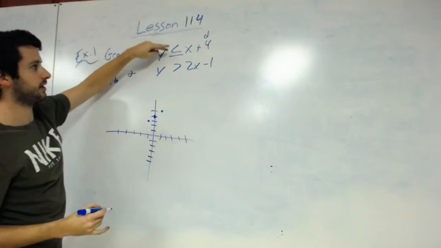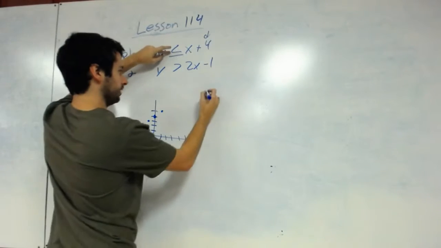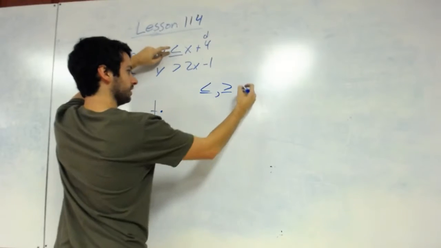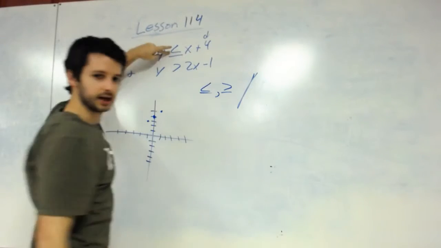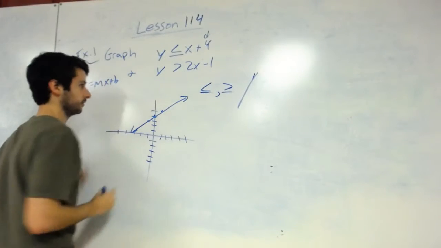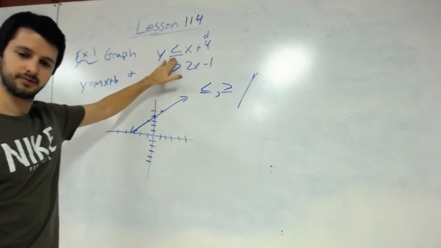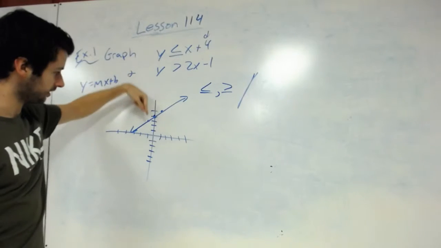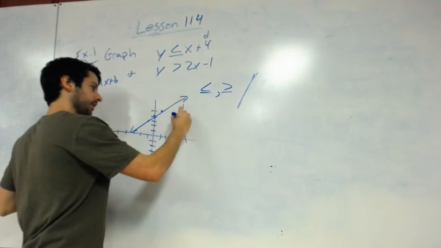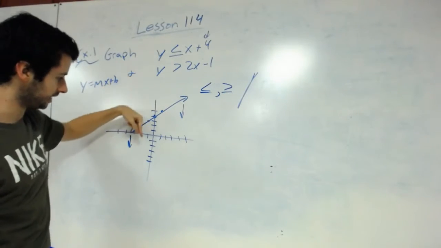If it is a greater than or equal to sign, or a less than or equal to sign, then that means we have a solid line. So I connect these points like so. Since it is a less than, we need to shade underneath. Now I'm not going to fully shade yet, but I'm going to point an arrow down telling me that I'm going to need to shade underneath.